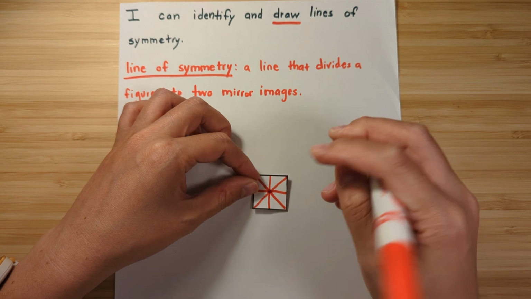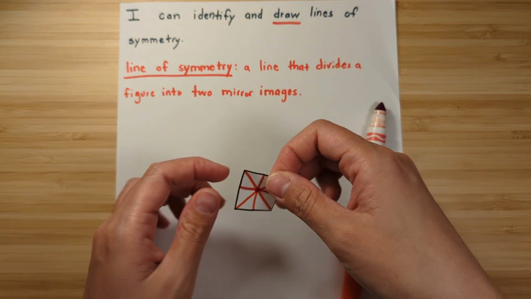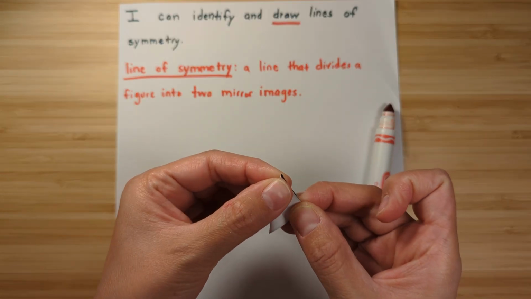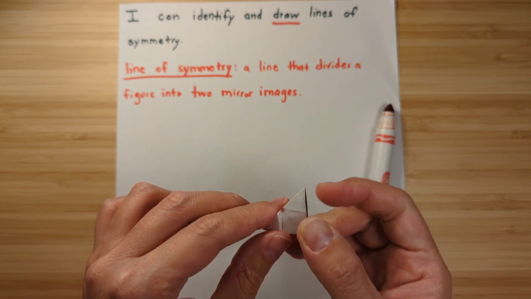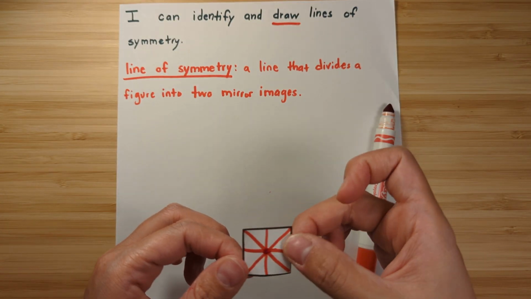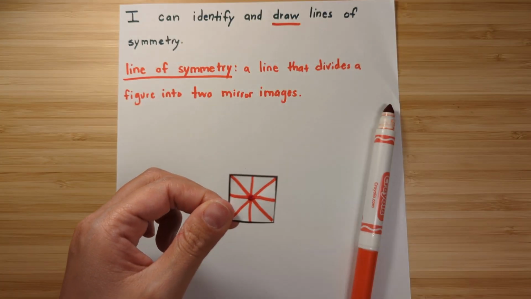Remember, each of those lines that I just drew, they cross through the center dot. So the center dot is so important to help you draw and identify lines of symmetry. Okay, so this is a square and it has 1, 2, 3, 4 lines of symmetry. This is for a square.